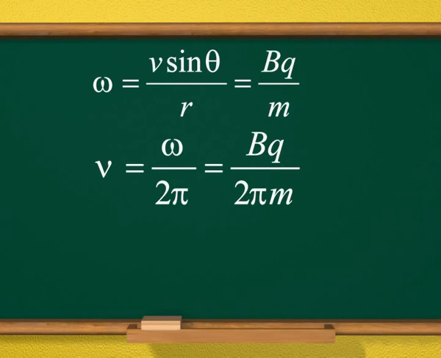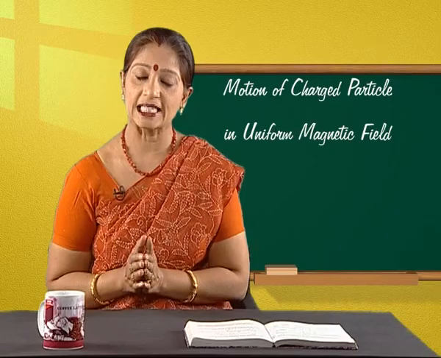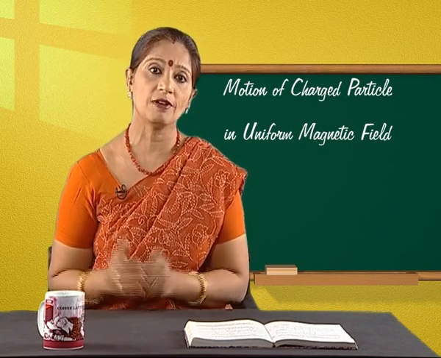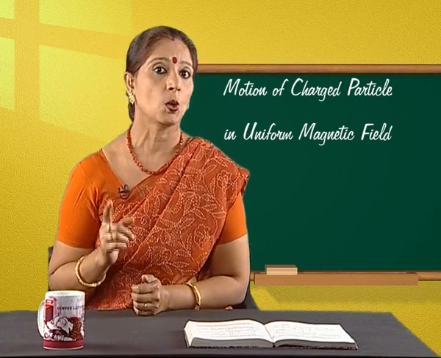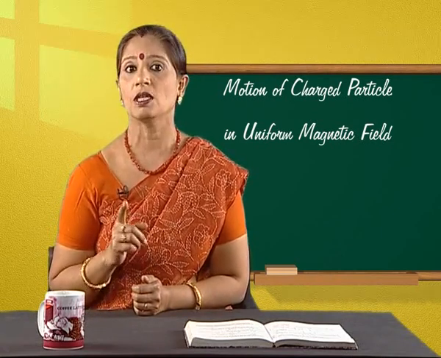We know that the time period is the reciprocal of frequency. Hence, the time period of revolution of the particle in the magnetic field would be equal to 2 pi m upon BQ. It is clear that frequency and time period do not depend upon velocity of the particle. It means all the charged particles having the same charge per unit mass but moving with different velocities at a point will complete their circular paths due to component velocities perpendicular to the magnetic fields in the same time.